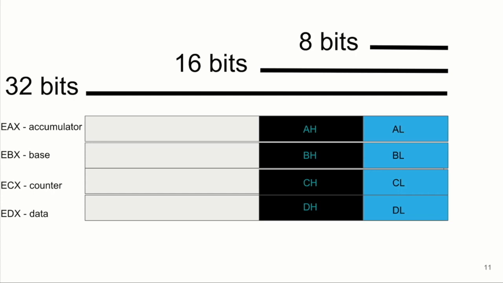Register EAX is extended accumulator register. EBX is extended base register. ECX is extended counter register and EDX extended data register.